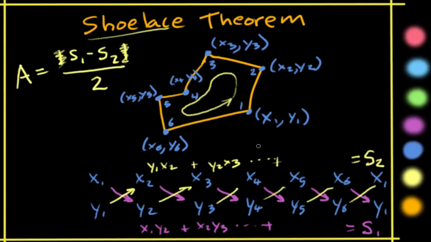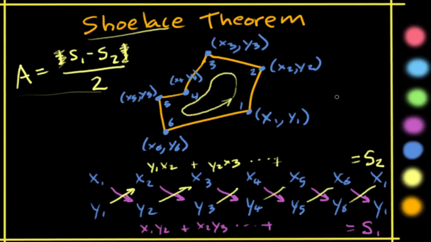Because if I take the negative value and divide by 2, I'm going to get a negative number, which is not going to make sense for the area of this polygon. The area has to be positive. Another thing is that this is not going to work if the edges of the polygon cross each other.